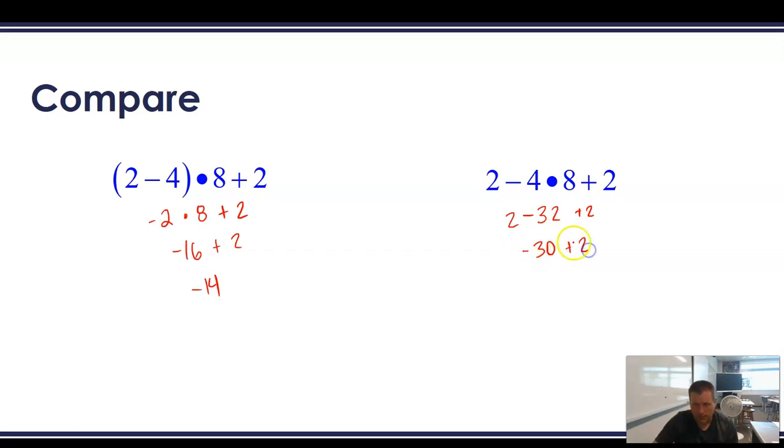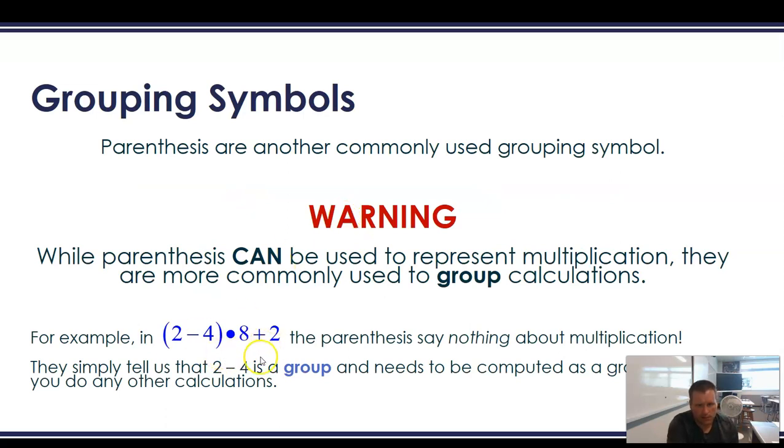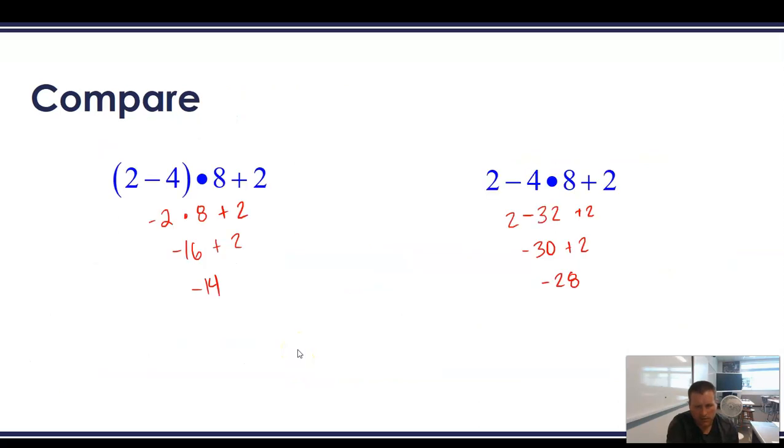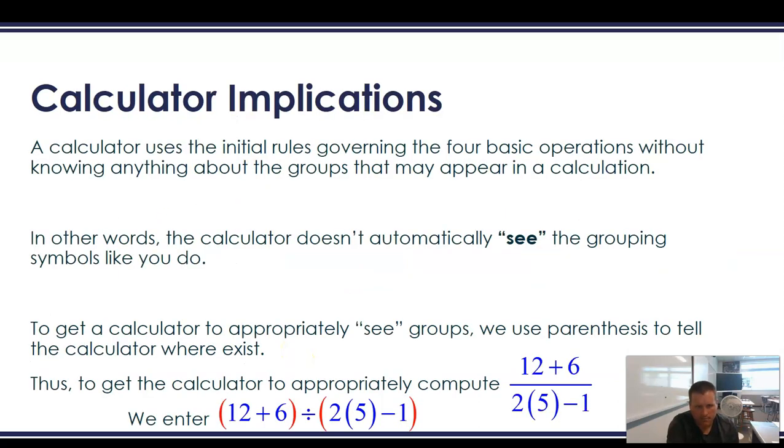And then plus 2 more, which is going to give me -28. So I get something quite different when I don't have those groupings. Okay? That's why it's important to understand we do whatever our groupings are. And that's what those parentheses are actually meaning, is that group most of the time. Okay? Here's what it means for calculators, guys.